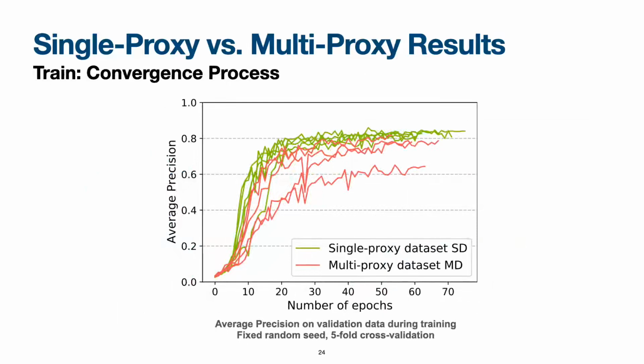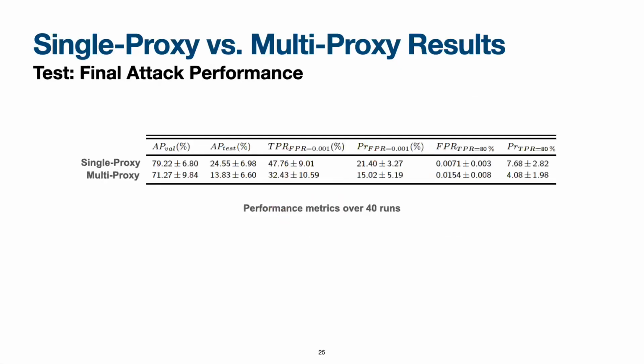Next, we'll look at the training process itself. Here we have the best models evaluated on 5 parts of each dataset, and we see that the neural network trained on the single proxy data, colored in green, converges better. So here again, the single proxy dataset shows to be easier to train the model with. And now I'll show final results.